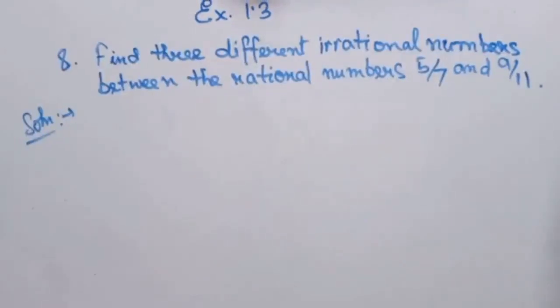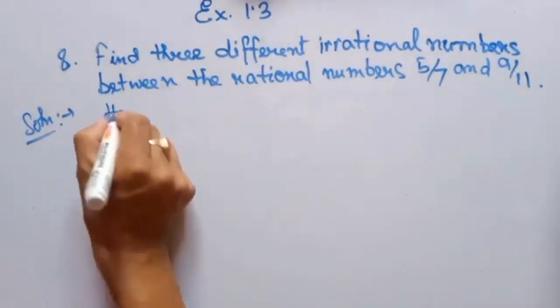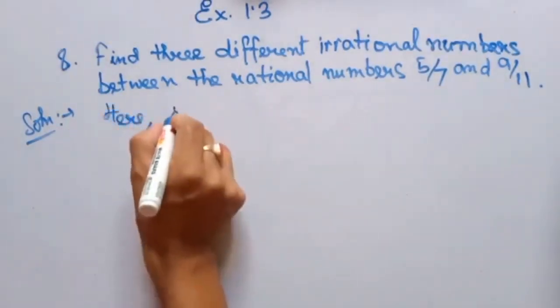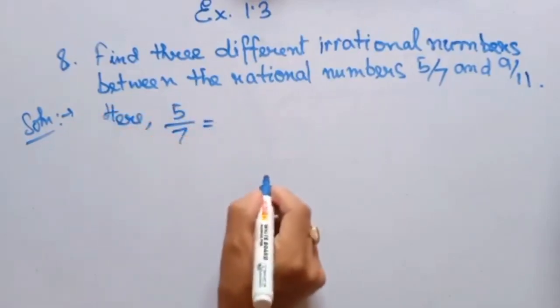Next, exercise 1.3, question number 8. Find three different irrational numbers between the rational numbers 5 by 7 and 9 by 11. So here we are to find three irrational numbers between the two given rational numbers. One must remember that there are infinite numbers of irrational numbers between any two given rational numbers. To find these three different irrational numbers, let us first convert the given rational numbers into their respective decimal expansions.